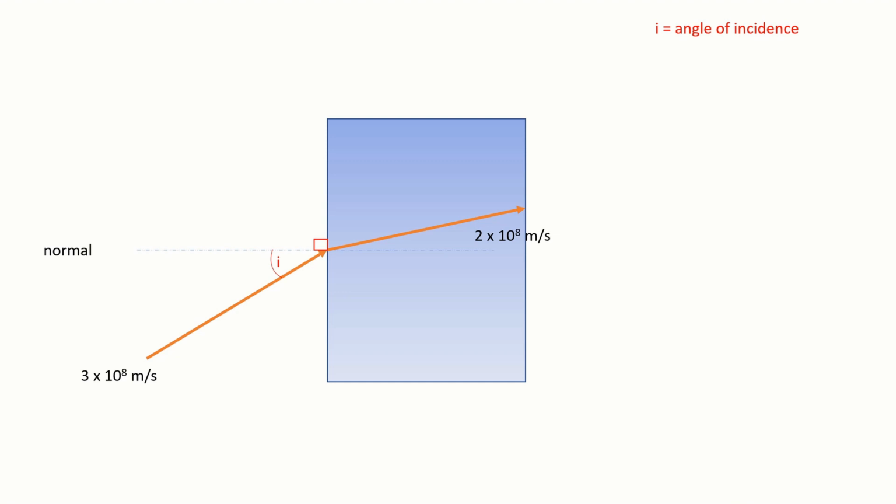Let's use our normal to measure the new angle. It's called the angle of refraction. It's usually represented with the symbol small r. We find that not only is the speed in the glass smaller, but the angle in the glass is smaller too. The beam of light continues and strikes the new glass-to-air boundary.